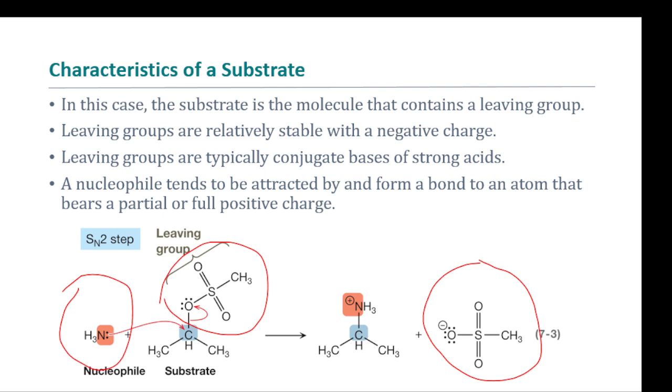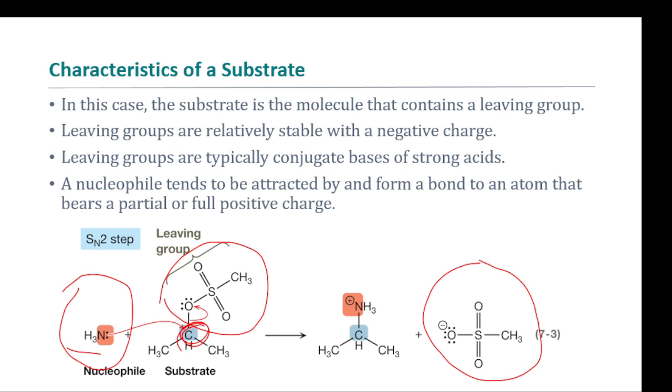Okay? So, a nucleophile tends to be attracted by and form a bond to an atom that bears a partial or full positive charge. If it bears a full positive charge, then this does not need to be a very good nucleophile. In this case right here, we have a pretty high positive charge there. And so that's very easy to attack. Okay? On the other hand, if it has a partial positive charge, it's still going to be the place where you'll be attacking because, again, it's positive. It'll attract those electrons, right?